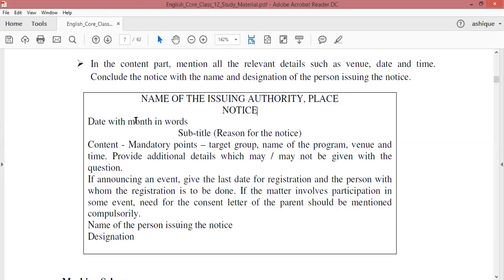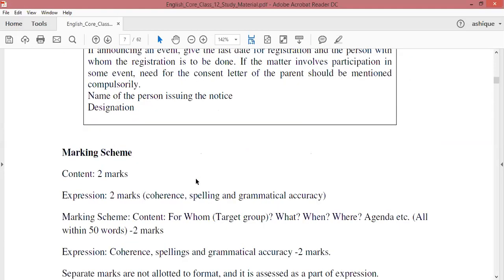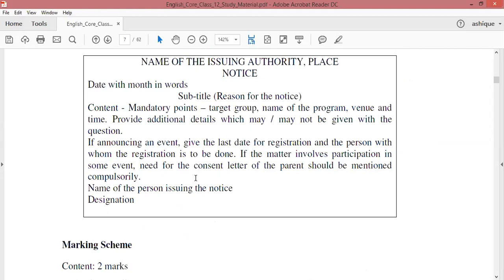Date with words, month in words. Date with month in words. I'm not asking you to write numbers, it's asking for words. So how in the words, I'll show you in the sample again. So before coming to the sample, just see the format first.